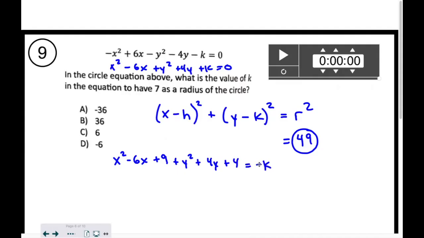And what I need to do is make sure that I also, since I added 9 and 4 to this side, that's like I added 13 to that side. So I should add 13 to this side. So now I can kind of stop with this side.